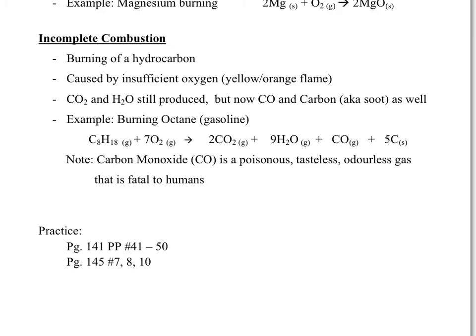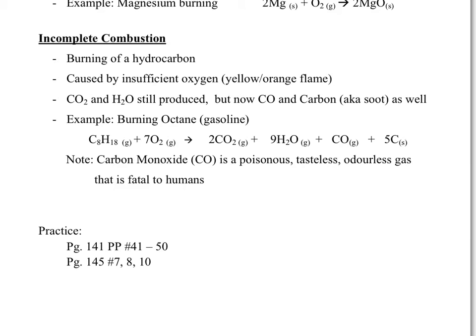Incomplete combustions happen when you're burning a hydrocarbon, but you do not supply it with enough oxygen to perform a complete combustion. You recognize these by a yellow or orange flame that's often considered dirty, lots of smoke, and lots of soot made. Carbon dioxide and water is still produced, but on top of that, carbon monoxide and solid carbon, known as soot, is made as well. Here's an example of burning octane in an incomplete combustion. Incomplete combustions always produce those 4 products.